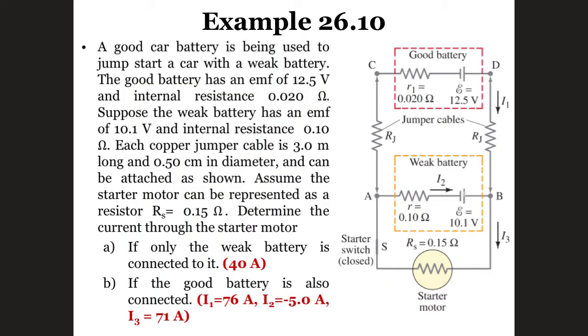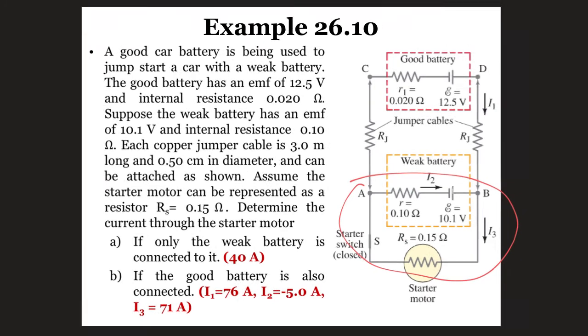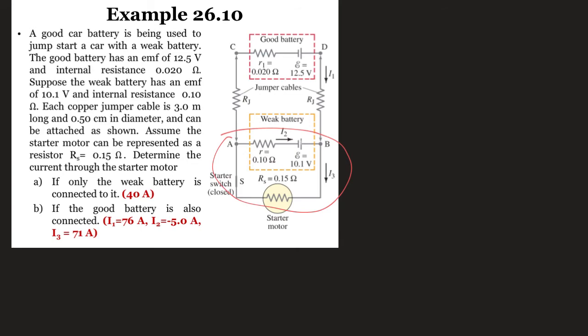Okay, so we have another question for this one. The question first asks you to find the current when only the weak battery is connected. So it means that we are going to focus only on this part. If you only connect the weak battery, you can use the concept of Ohm's law to solve this, but you already learned about Kirchhoff's law, therefore you can use that method too. So if I want to use Kirchhoff's law here, I'm going to put one big loop.